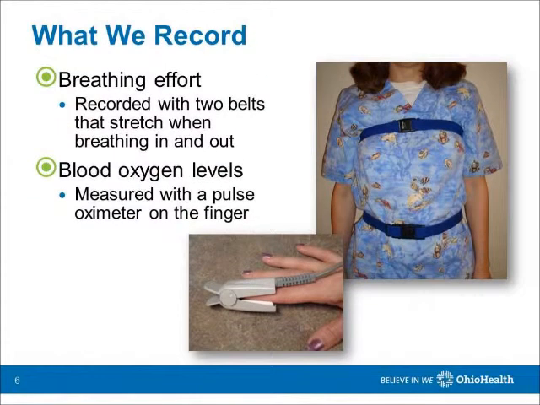Two belts around the chest and abdomen record breathing effort. While sleep apnea is the cessation of breathing during sleep, there are different types of apnea that are differentiated by whether someone is making an effort to breathe or just holding their breath. Since these types have different causes and often require different treatments, it's important to record breathing effort as well as actual airflow. Blood oxygen levels are measured with a pulse oximeter on the finger. This is particularly important to record as a lack of oxygen during sleep is often responsible for the heart conditions that sleep apnea can lead to.